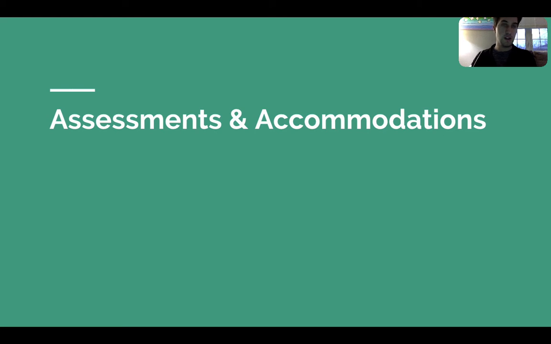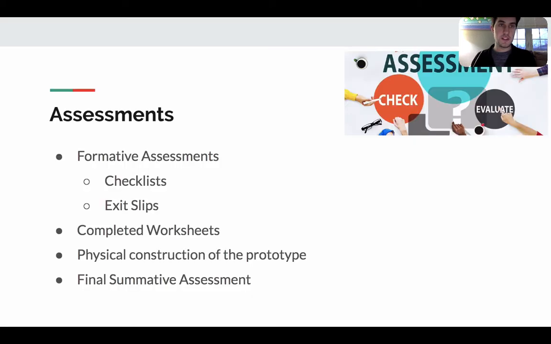And moving on to our assessments and accommodations, as I already discussed throughout the 5E days, I am going to be using checklists, which was day 1 of the identification. Exit slips were used commonly. The completed worksheet was through the PBIS on day 4. Physical construction of the prototype, and whether it actually succeeds or not, is a good way to assess.